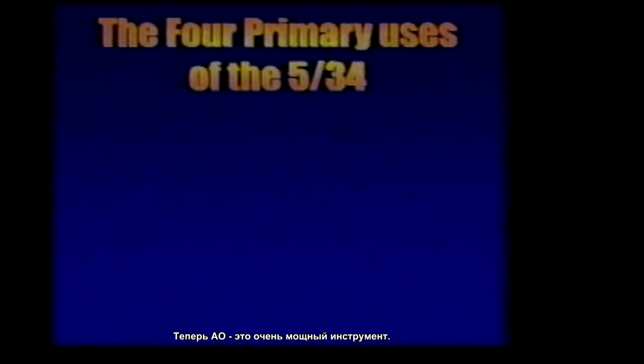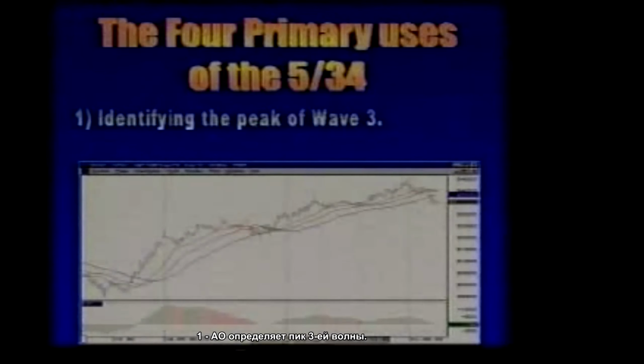Now, the 534 oscillator is a very, very powerful tool, and there are 4 primary uses of that 534. One primary use is identifying the peak of wave 3, and that peak of wave 3 will always, always be a peak in the momentum.